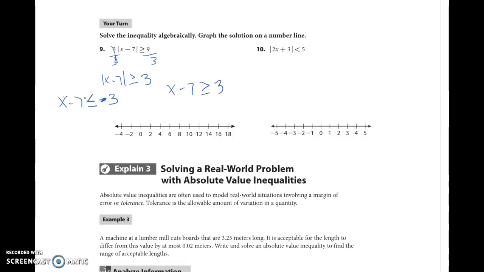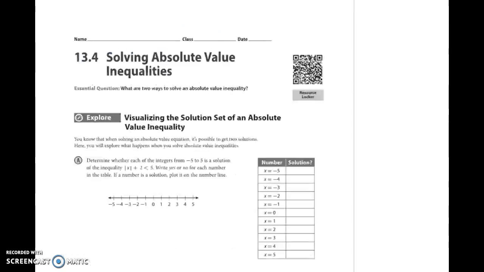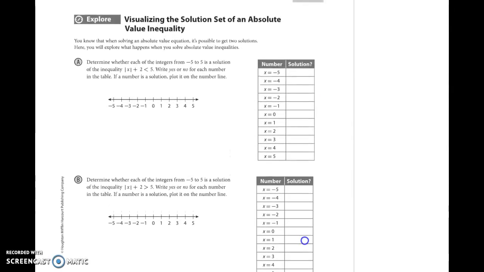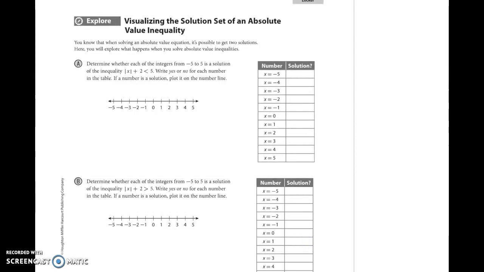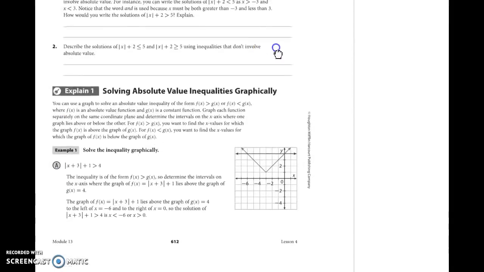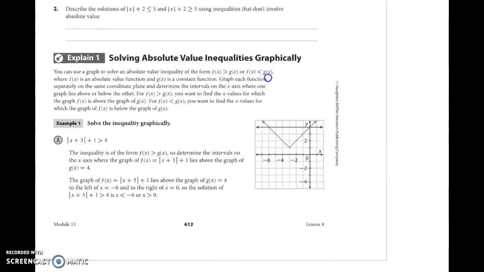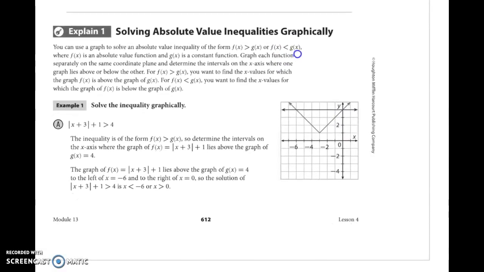Now, jumping back to the first page of this module, I'm going to go to page 611. And it wants you to take all of these values and plug them in and see what you get. And you can go ahead and try that, but I want to look at the next page, which is on page 612. I want to look at what it means to solve the absolute value inequality graphically.